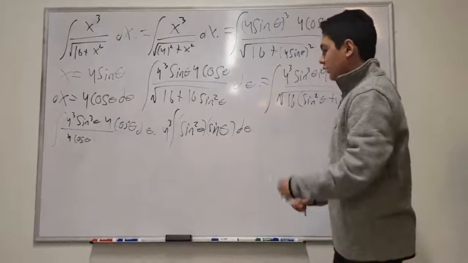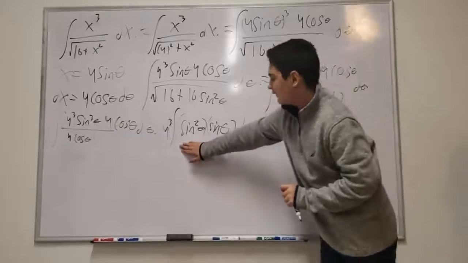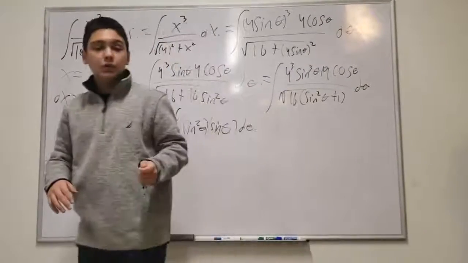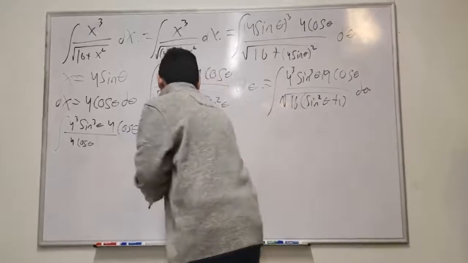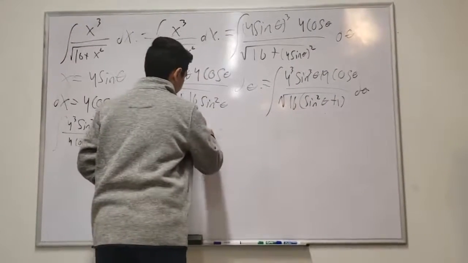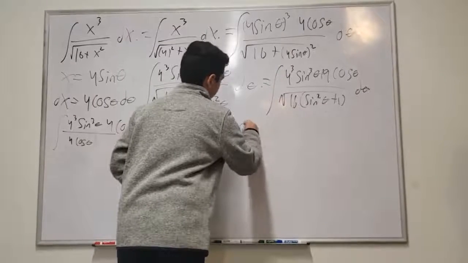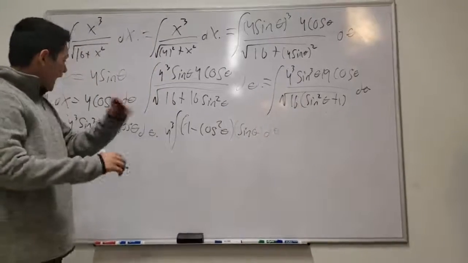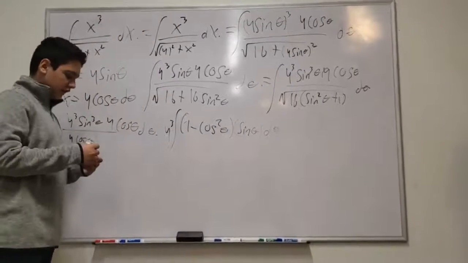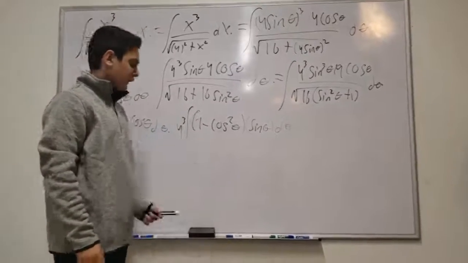Okay, we can't do anything necessarily now, but sine squared theta is the same as 1 minus cosine squared theta. So this is 1 minus cosine squared theta times sine theta d theta. Alright, so now we can do a u substitution here, since if we substitute u for cosine, sine will cancel out.